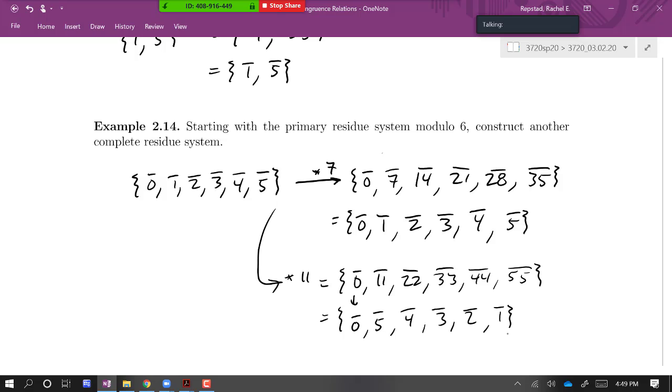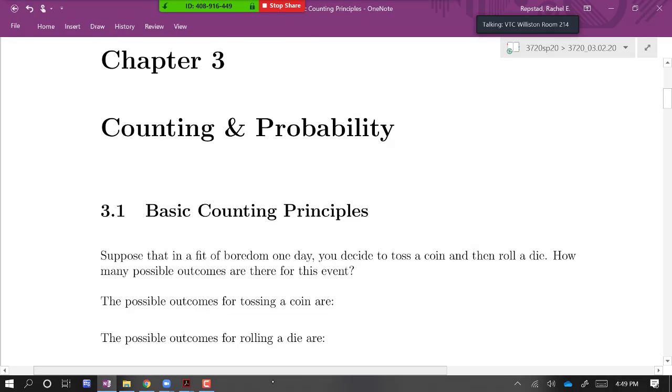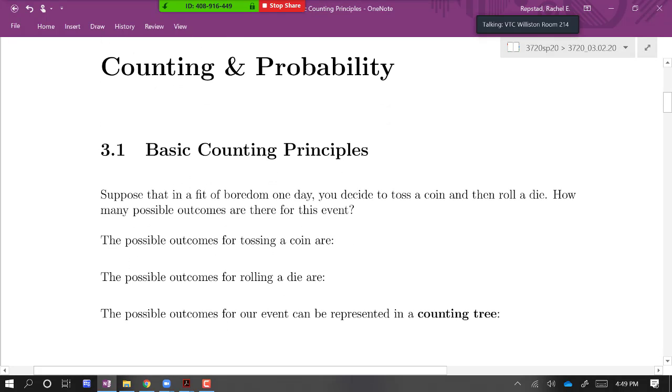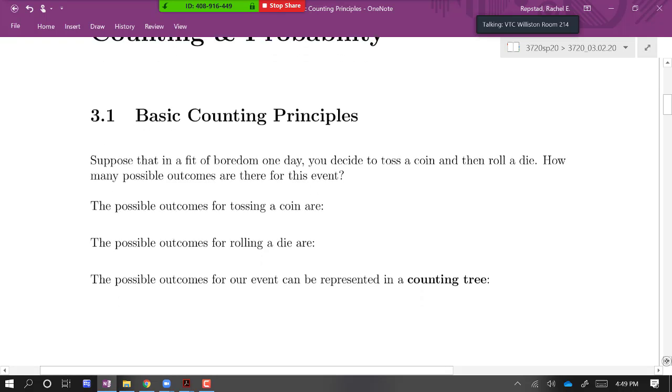Okay. All right, so in the time we have left, I thought we'd get a start with a little bit of counting. We're going to do some basic counting principles. If you've ever taken a stats course, then at least the beginning parts of this chapter will probably be familiar, but still enjoyable. We're going to do some basic counting.